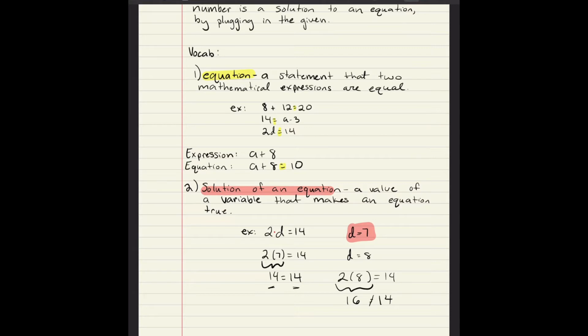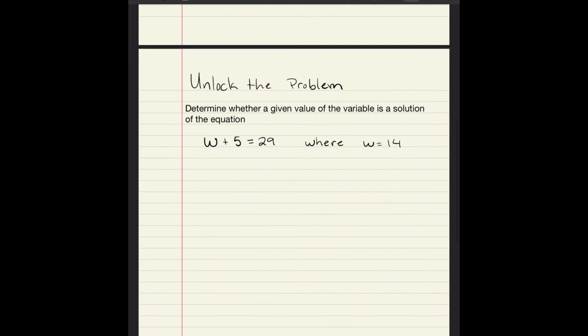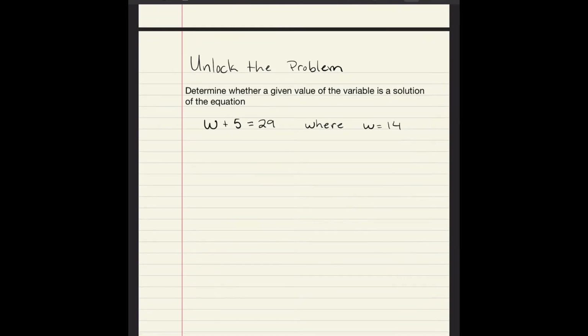All right, let's get more practice with these with Unlock the Problem. So it says, determine whether a given value of the variable is a solution of the equation. So our equation is w plus 5 equals 29, where w equals 14. So I need to see if that's true. So w equals 14 is our given. So I'm going to plug that in.